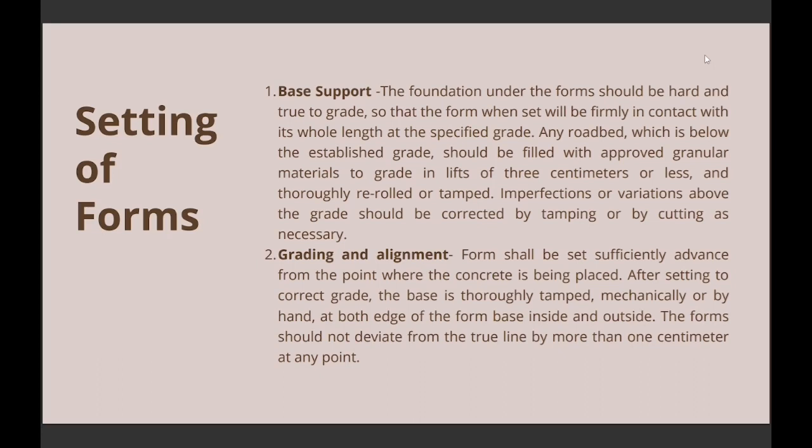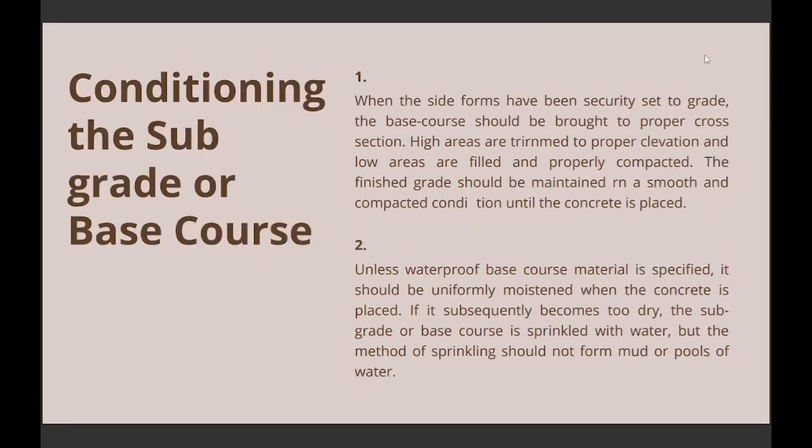Forms should be set sufficiently in advance of the point where the concrete is being placed. Number one, on conditioning the subgrade or base course, when the side forms are securely set to grade, the base course should be brought to proper cross sections. Number two, unless a waterproof base course material is specified, it should be uniformly moist when the concrete is placed.